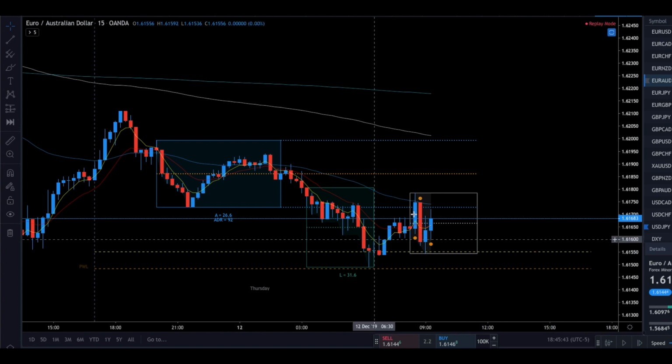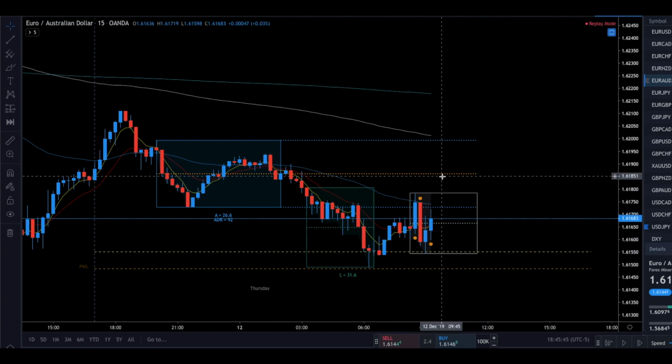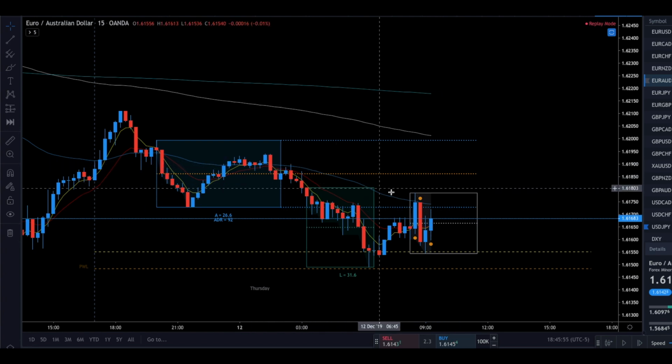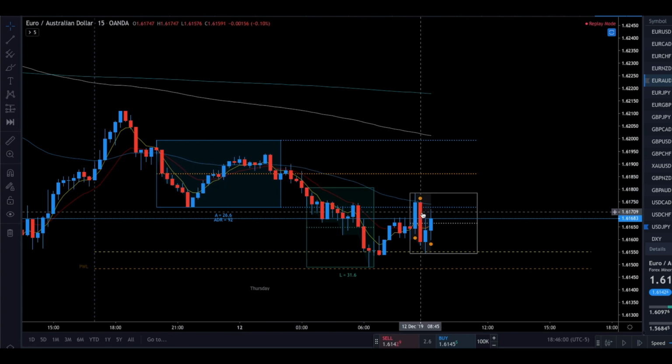Here's the only difference on this one, there's 2 different things. One is that this one is not tagging the middle of the range. It's actually tagging the bottom of the range, which is not that big of a deal. What is a big deal, though, is that the 50 is riding along with it, right? So you can see here the 50 is riding along with it.